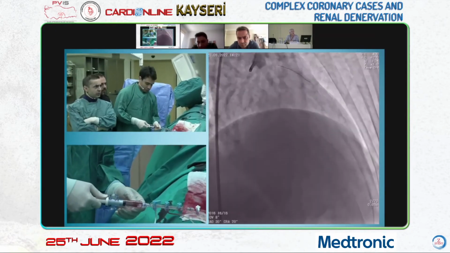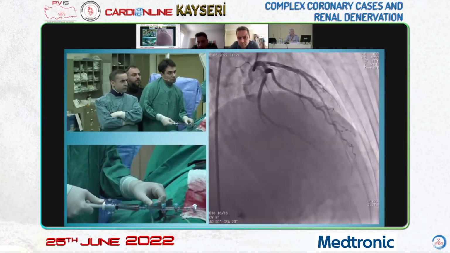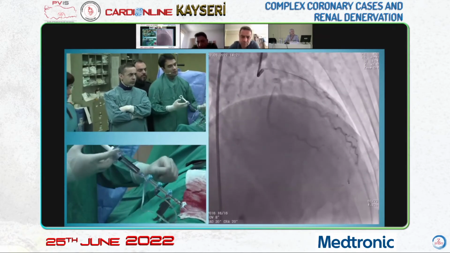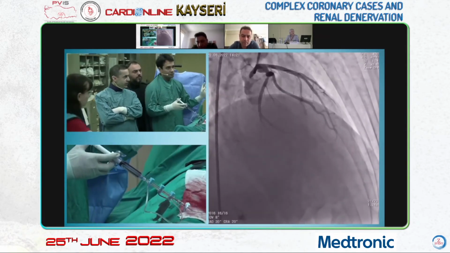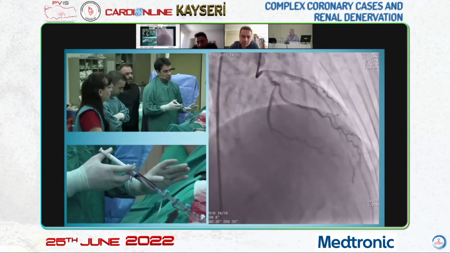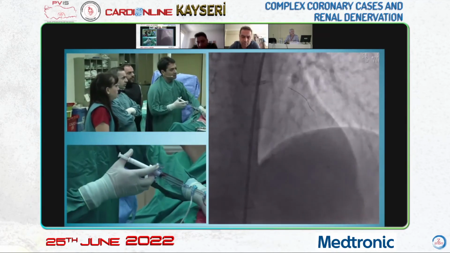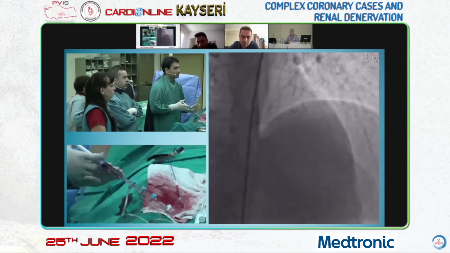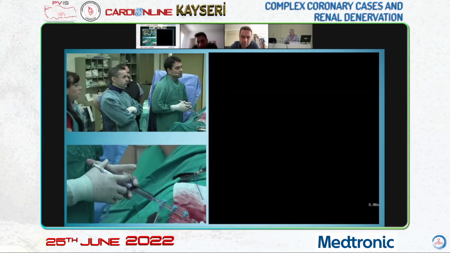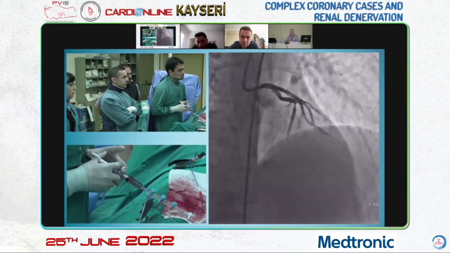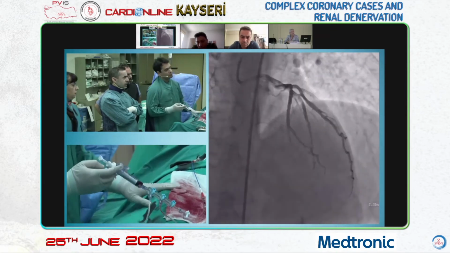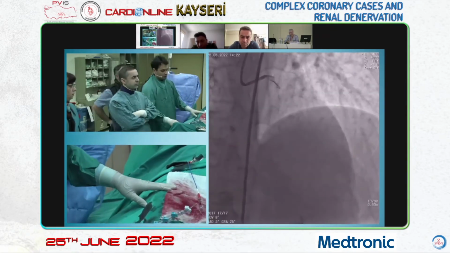I think that it's better. The side branches are filled. I think that will be better in time. Let's have the last pause. We're in a better position, I believe.